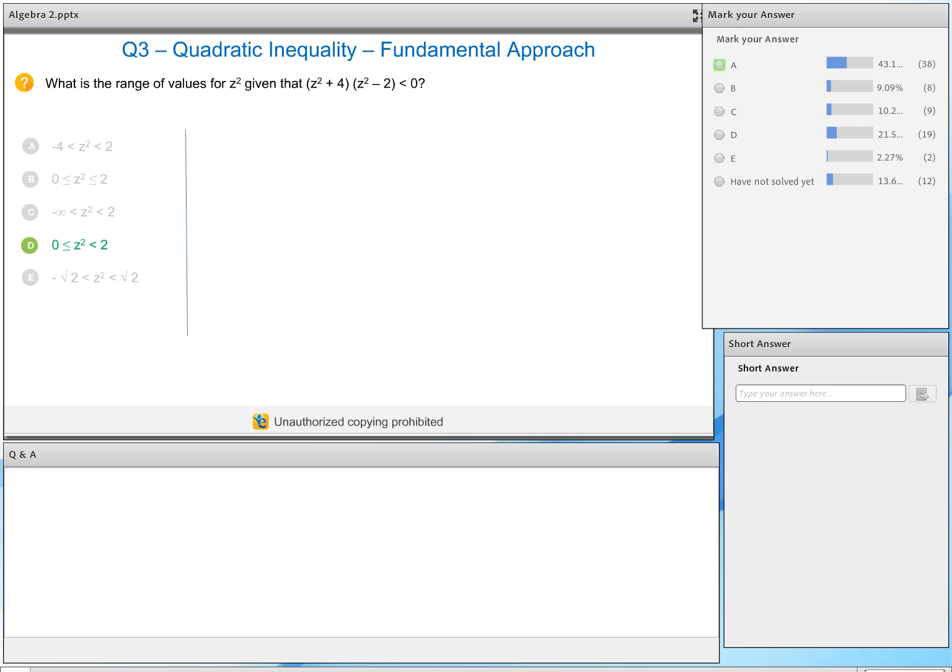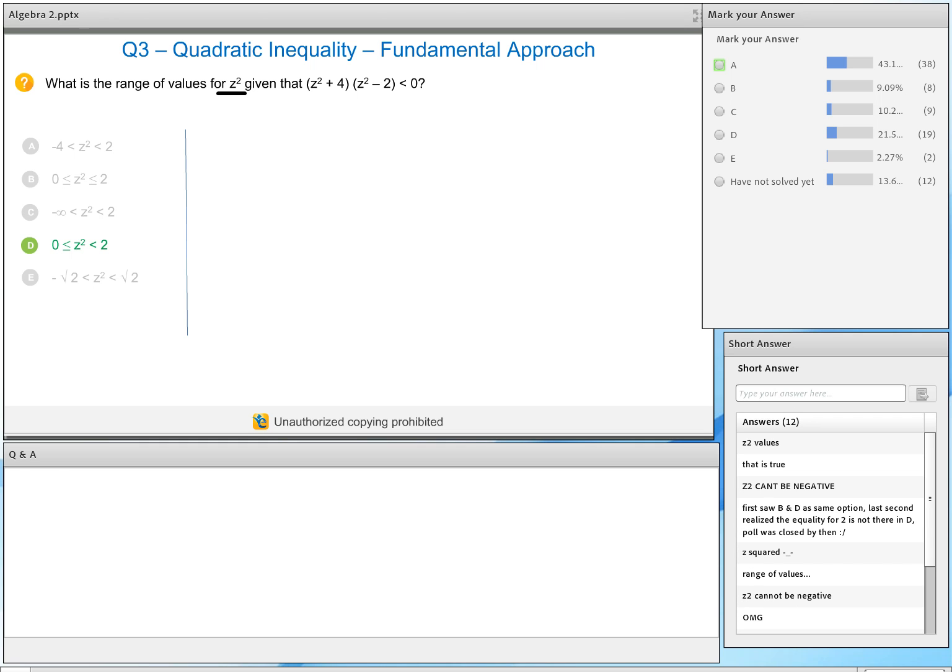Now, let me ask you this question up front. Choice A, 43% of the class selected choice A. Tell me, what is the question asking you here? I'm not even going to solve this question just yet. Just tell me, what is the question asking you here? I see that aha moment coming about. Z squared, absolutely right. What you need is the range of values for Z squared.